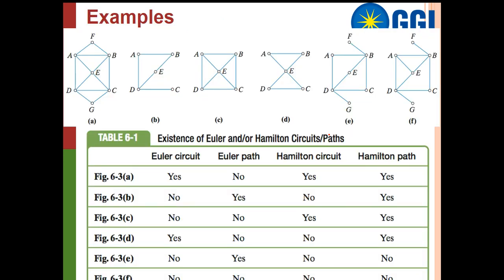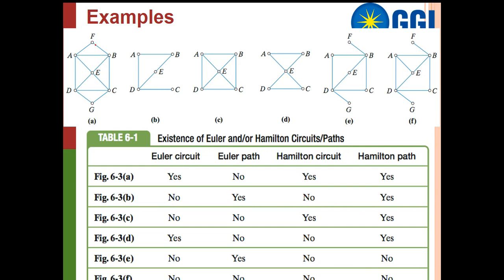Now let's take a few examples to discuss Hamilton paths, Hamilton circuits, and Euler paths and Euler circuits. Now let us see this particular graph. If we see this graph, we can see the degree of each vertex is even. So this graph has an Euler circuit, and obviously no Euler path, by the theorem we have studied in the last video. And now what about the Hamilton circuit and Hamilton path?